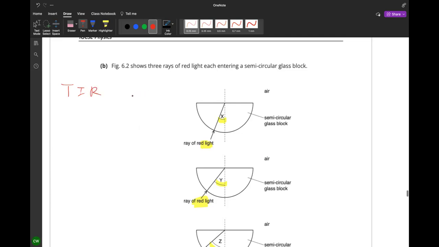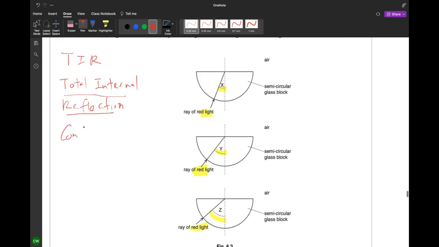TIR. What is TIR? Total internal reflection. How does this occur? What are the conditions for this? There are two conditions. The ray must travel from where to where? Light travels from denser to less dense medium.